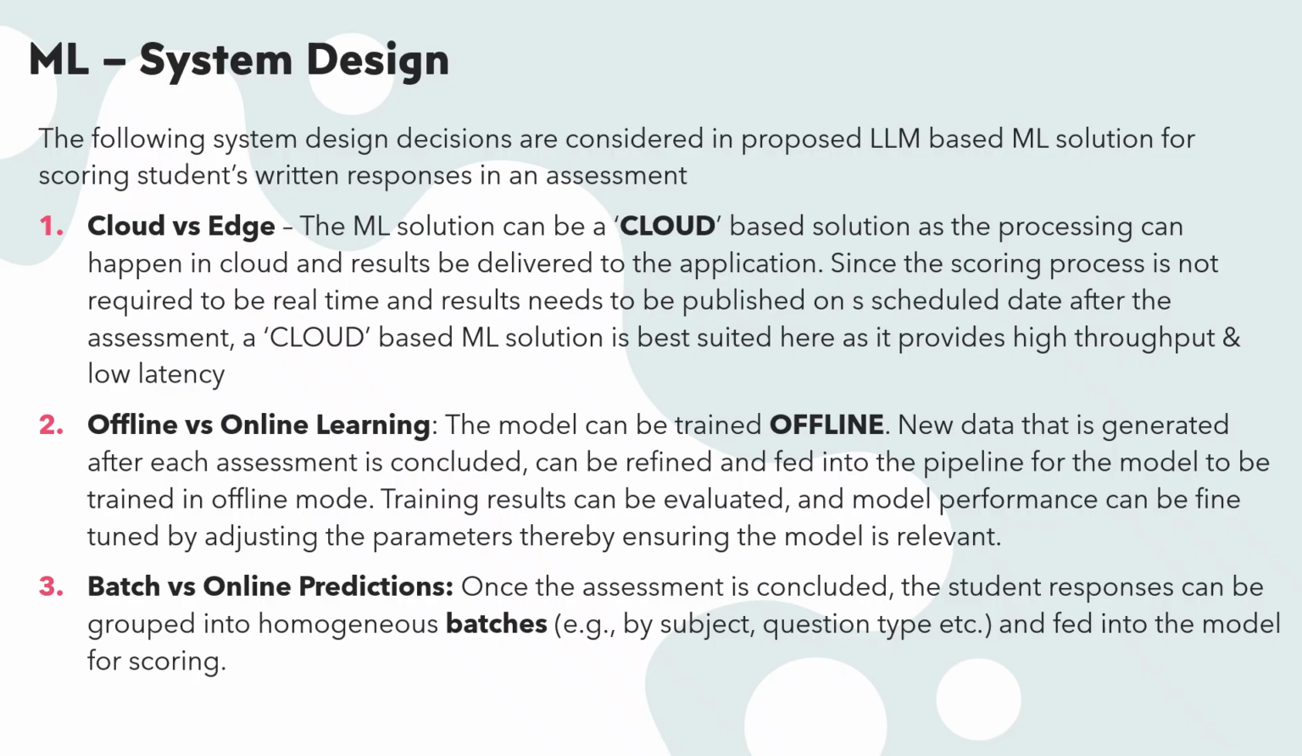Batch versus online predictions. Once the assessment is concluded, the student responses can be grouped into homogeneous batches, so definitely a batch process is an appropriate method here. Once the responses are grouped into homogeneous batches, for example by subject, question type, or scoring rubric, they are put into the model for scoring. We don't need a real online prediction here.